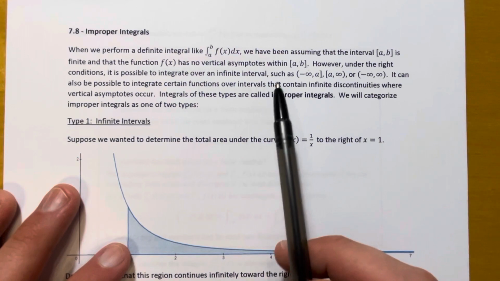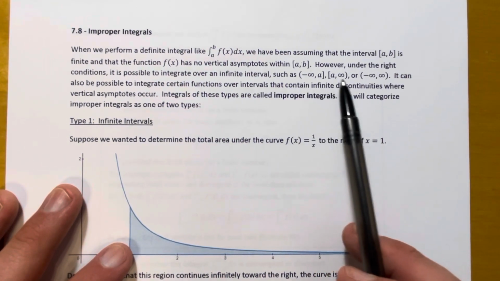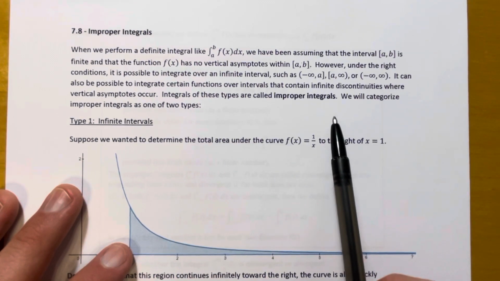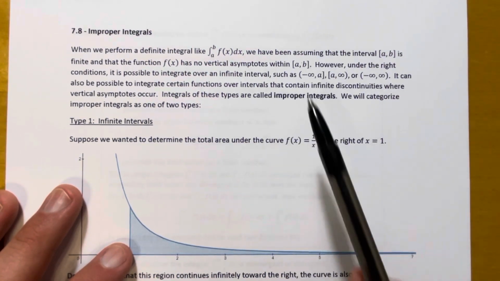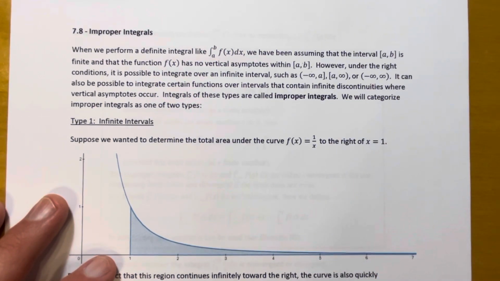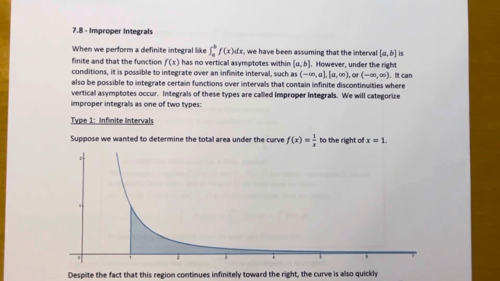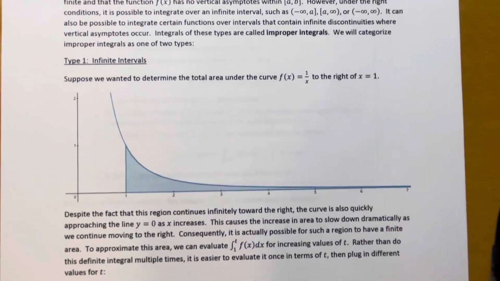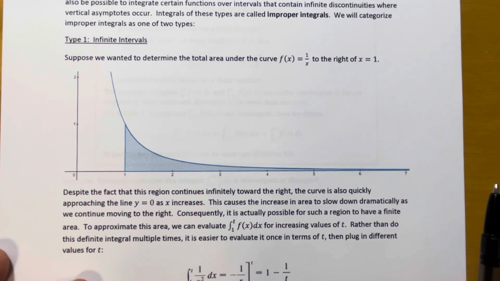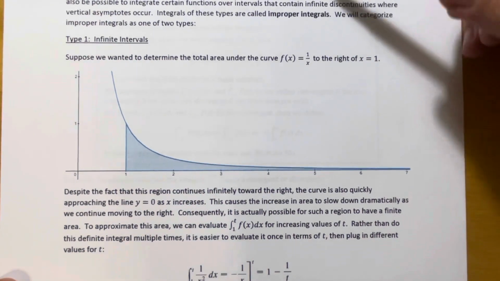Those integrals, the types where we're either integrating over some infinite interval, or integrating over a finite interval that contains a vertical asymptote, are called improper integrals. And that's what we're dealing with. We're going to categorize them into those two types. So the first type we're looking at is if you want to integrate a function over an infinite interval. Okay, so let's take a look at an example here.